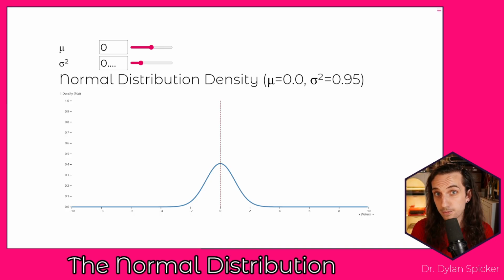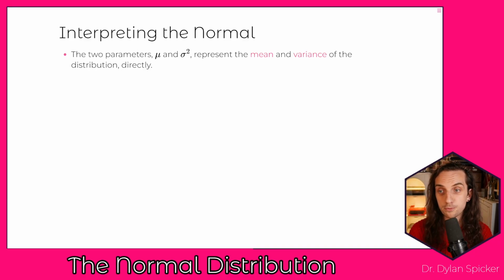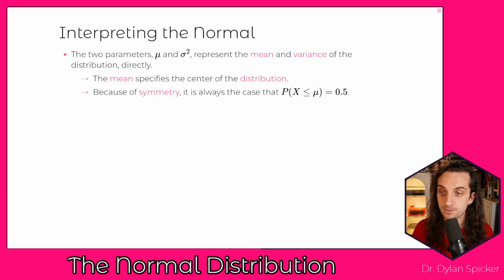Okay, so that's the shape of the normal distribution, and that's how the two parameters are going to influence its specific shape. So how do we go about interpreting the normal distribution? Well, the two parameters mu and sigma squared represent the mean and the variance of the distribution directly. And as we just saw, the mean specifies the center of that distribution. And so it is the center of the point of symmetry. It's also the location at which we're putting that bell curve.